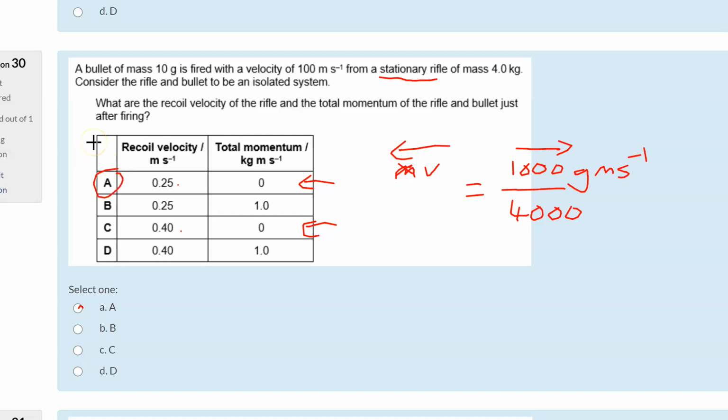So sometimes you don't really need to do the calculations properly. You can just work out the ratios, and as soon as you've eliminated it to 50-50, the second you can see that it's 1 over 4 rather than proportional to 4, there's only one answer.